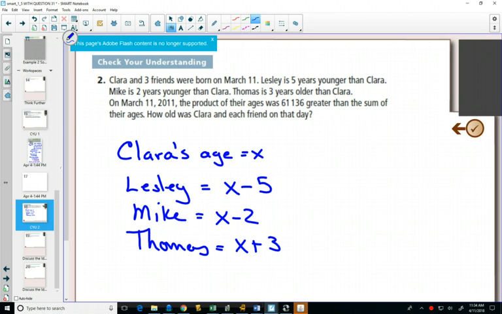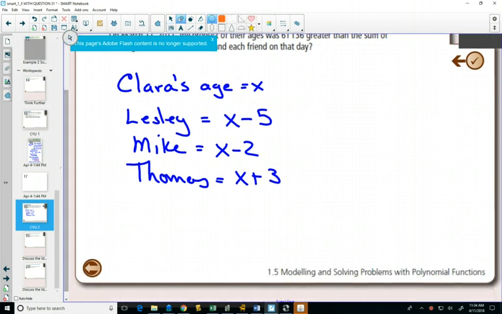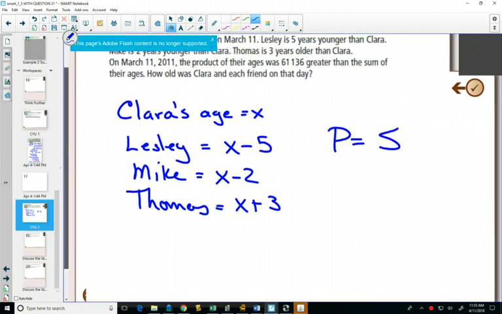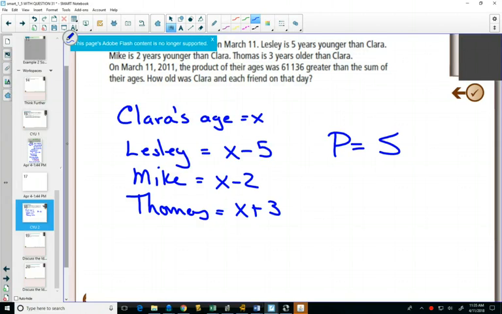The next sentence, before I go to the algebra to put it in, I'm just going to think about it with words. Okay, the product was 61,136 greater than the sum. So that allows us to make an equation that relates the product and the sum. But they're not equal to each other. The product is more than the sum. So if I want to add 61,136 to one side, does it make sense to make them equal? This is the side I have to add that 61,136 to, because the product is bigger than the sum. So if I wanted to make them equal, I would need to add something to the sum to make them the same.